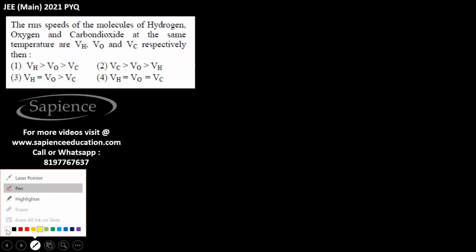Next, move to the next question. The RMS speeds of molecules of hydrogen, oxygen and carbon dioxide at the same temperature are compared. So what will be the ratio of them? We will arrange them in increasing or decreasing order. We already know the RMS velocity is given as under root 3RT by molecular mass. So the heavier gas will have less RMS velocity.